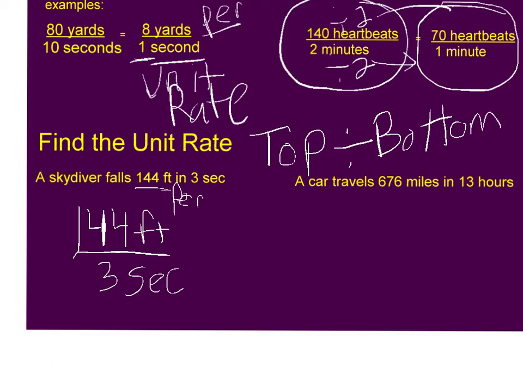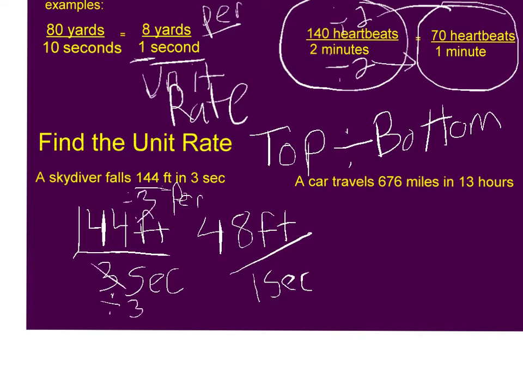So I'm going to divide 144 by 3. I got 48, and now this is the important part. Label that. Feet, because that's on top, per, this line means per, 1 second. Because I divided the bottom by 3 and the top by 3, now I have a 1 in the denominator. So it is now a unit rate. 48 feet per second is how fast the skydiver is falling.